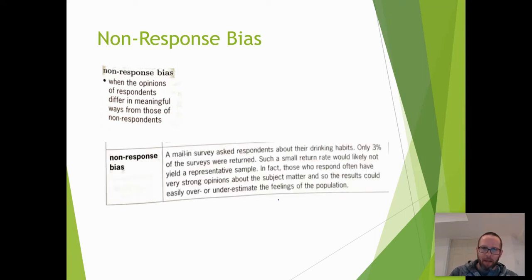An example here: a mail-in survey asked respondents about their drinking habits. Only 3% of surveys were returned. Such a small return would likely not yield a representative sample. 3% is not a lot of the population. It's only 3 in 100 surveys mailed back. And those who responded often had very strong opinions about the subject matter, so the results could easily underestimate the feelings of the population. So that is the difficulty with mail-in surveys and call-ins, where people have to voluntarily give information.